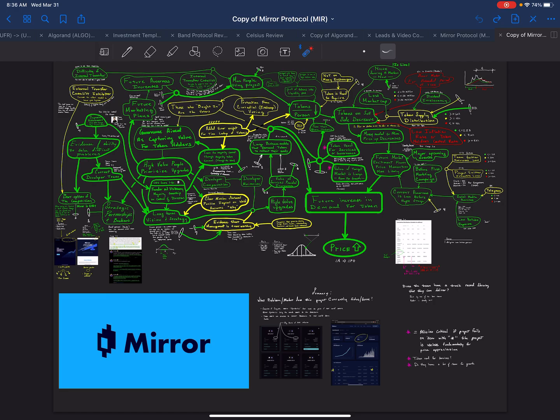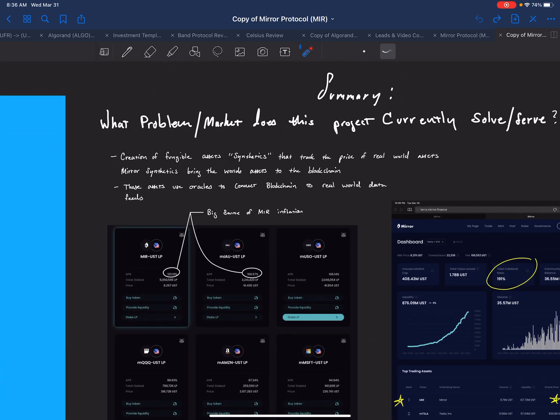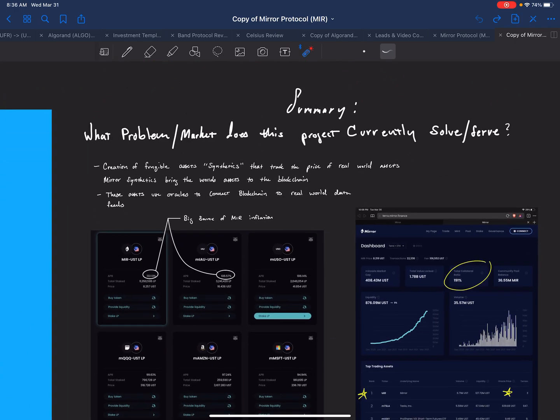And so I did make an investment into this. I put a small investment into this one. So what does this protocol solve? It allows for you to trade securities like Amazon, Microsoft, Tesla. You can trade these securities on the blockchain.